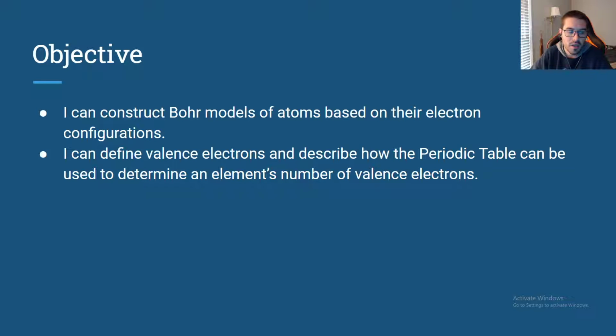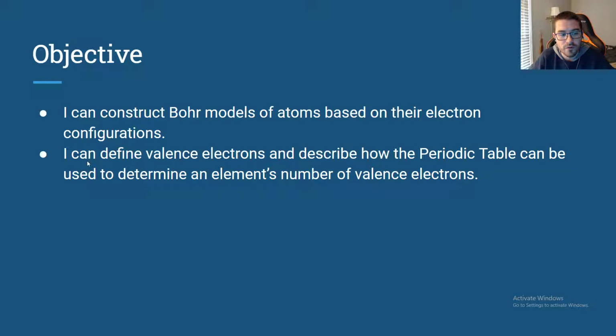The first objective here is for you to be able to construct Bohr models of atoms based on their electron configurations. We've learned how to do electron configurations, and what you can do is you can make these things called Bohr models using electron configurations. I'm going to show you how to do that in just a second, but we're not going to have any sort of assignments or activities based on that due to us being in virtual school.